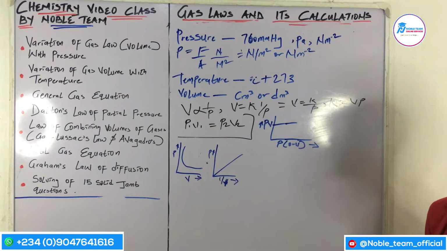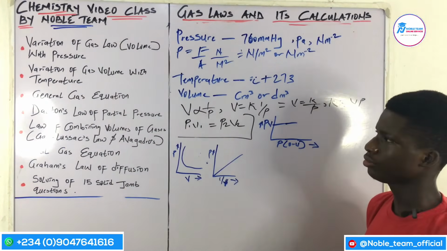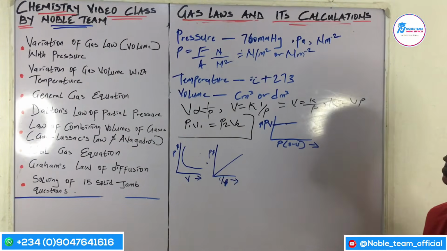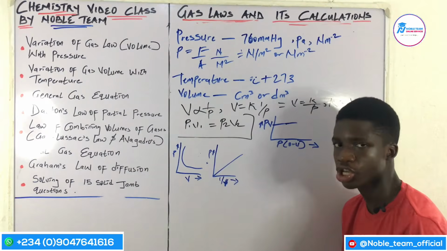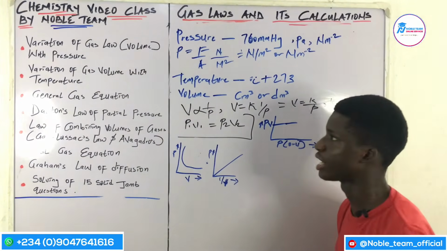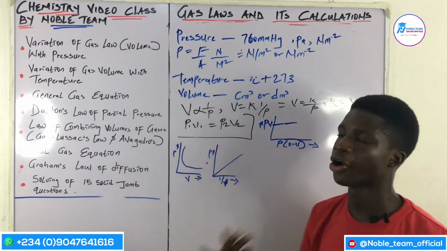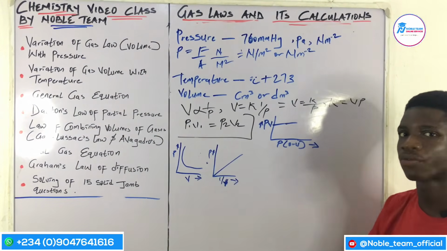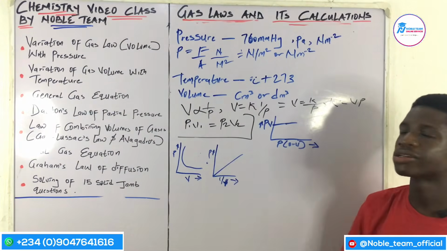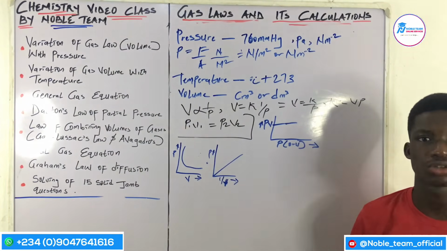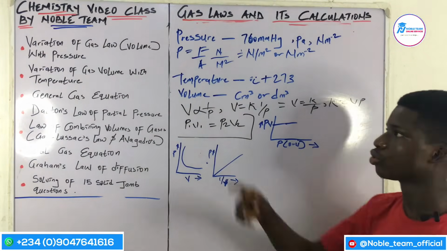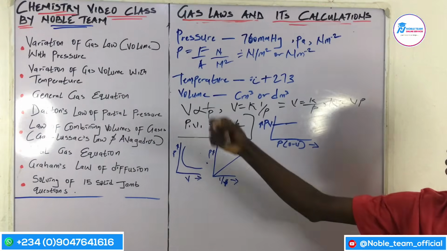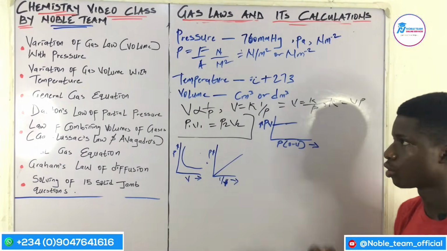Now, the next thing we want to look into is the variation of gas volume with temperature. In Boyle's law, just know that the temperature is constant. Now Charles' law stated that the volume of a given mass, or a fixed mass, of a gas is directly proportional to the temperature at constant pressure. So in Boyle's law, the temperature is constant. In Charles' law, the pressure is constant.